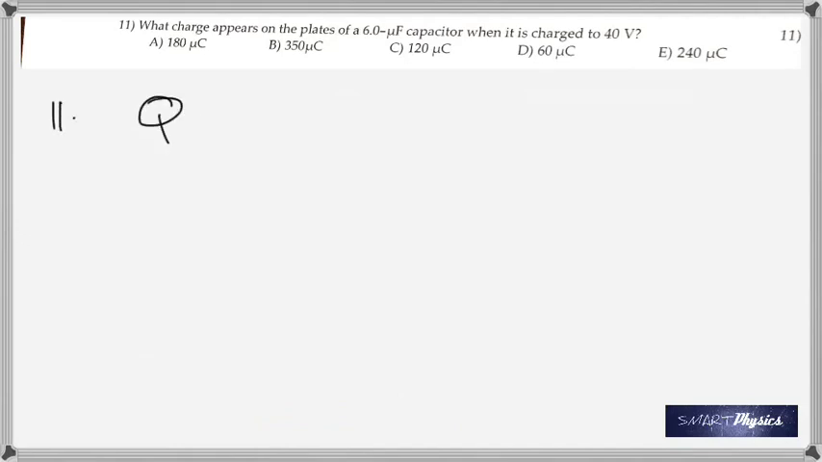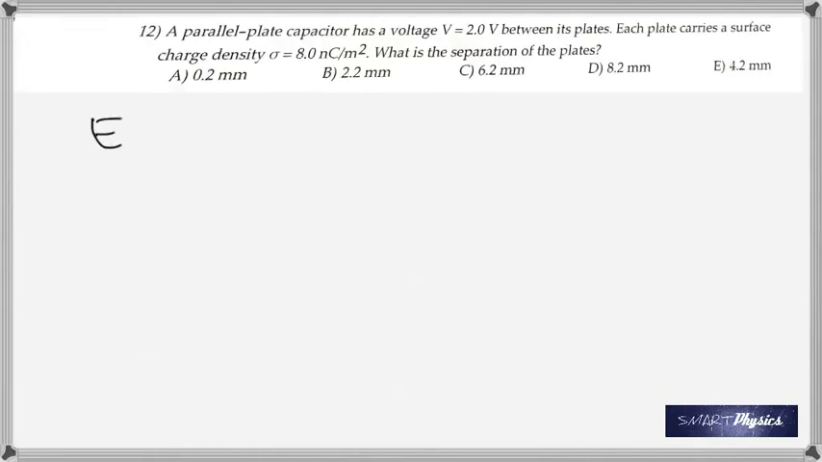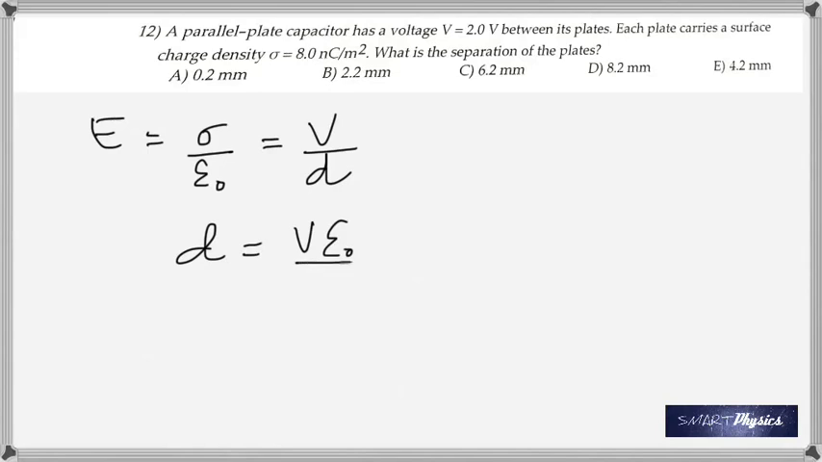11th one. Wow, it doesn't need any explanation. Capacitance given, voltage given, find the charge. Now that's like a joke. Just take the product of the two. That should have been 40 times 6. Well, that's a mistake which has been corrected. It's 240 microcoulombs. And the last one, a parallel plate capacitor has voltage 2 between its plates, sigma given.